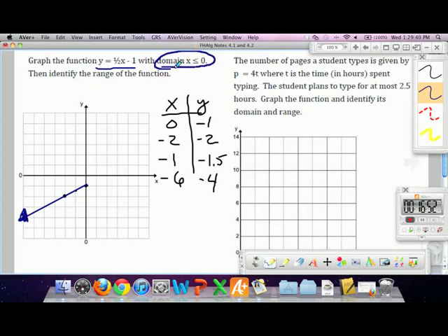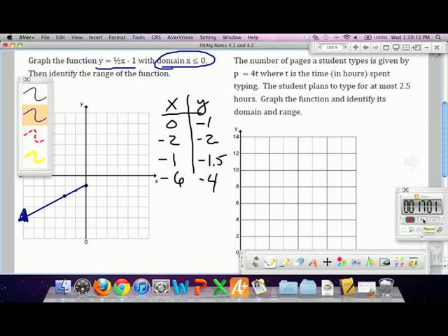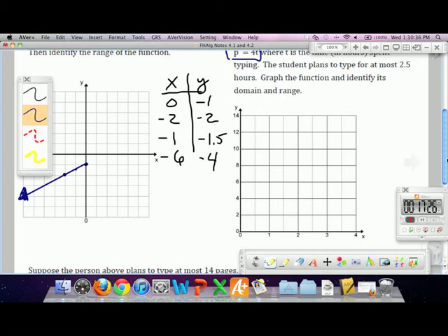The number of pages a student types is given by this formula. Pages, or P, is equal to 4 times T, where T is the amount of hours spent typing. The student plans to type at most 2.5 hours. Graph this function and identify its domain and range. So we'll start with the graphing and we'll worry about the domain and range a little bit. If I want to graph it, I want to come up with a table of values, or maybe better yet, T and P, the amount of time and the amount of pages typed.